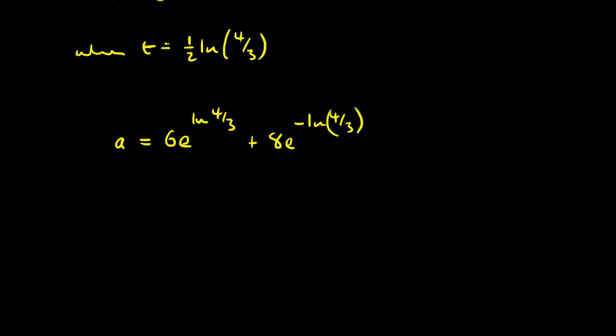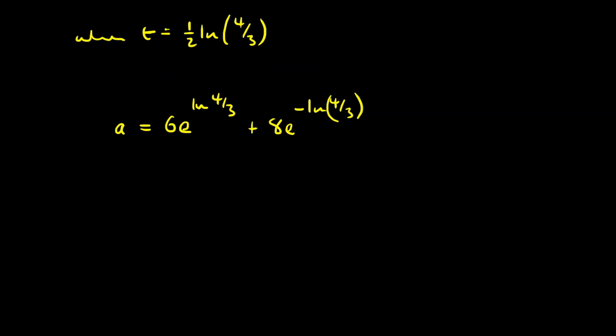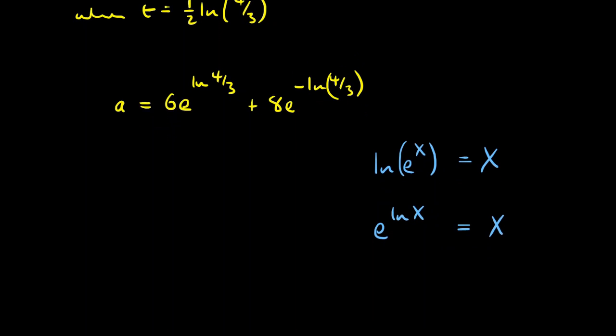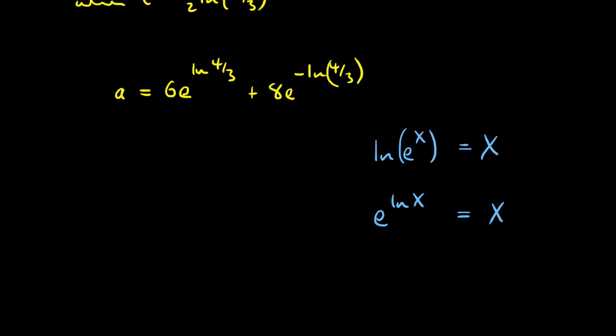Now, really the key thing to understand here is this, right? If I've got ln of e to the power of x, that's just equal to x. And similarly, if I've got e to the ln x, that's also equal to x. Now, what's the reason for that? The reason for that is that the exponential function and the natural log function are inverse functions, right?